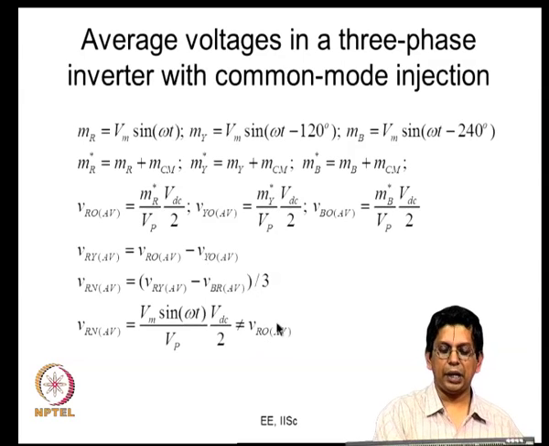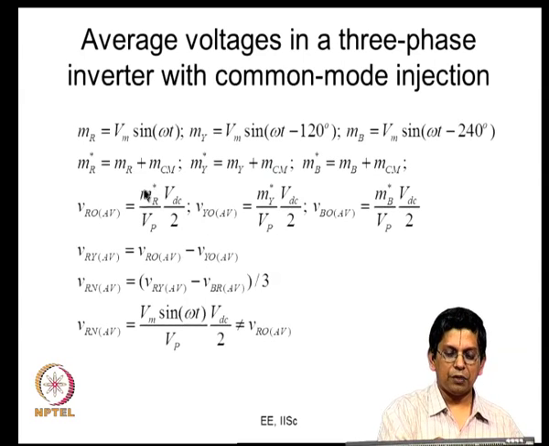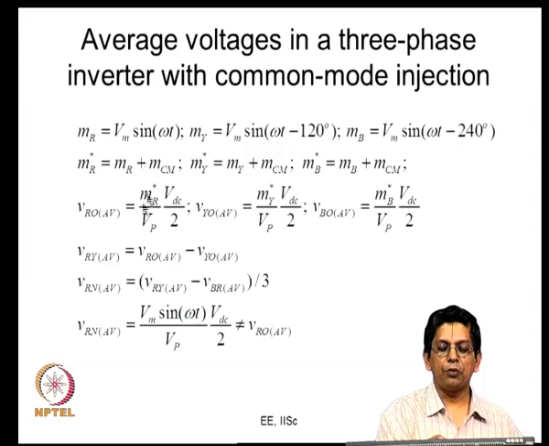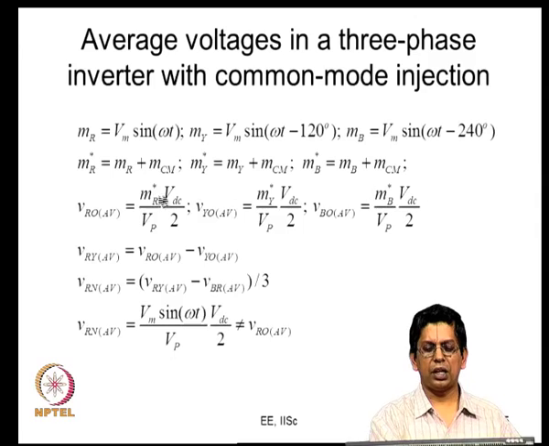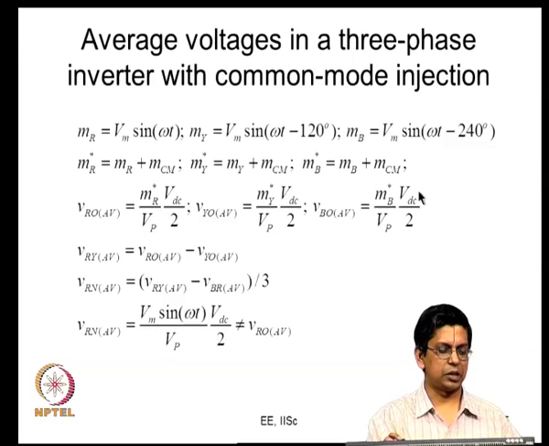So, it is not exactly equal to VRO average. Whatever is the common mode component or the triplen frequency components in VRO average, they have been knocked off, and that is what you get in the VRN average. So, many of these PWM schemes, like third harmonic injection, conventional space vector PWM, bus clamping PWM, all of these have different values of MCM added. So, this is just a quick recap of what has been done here.